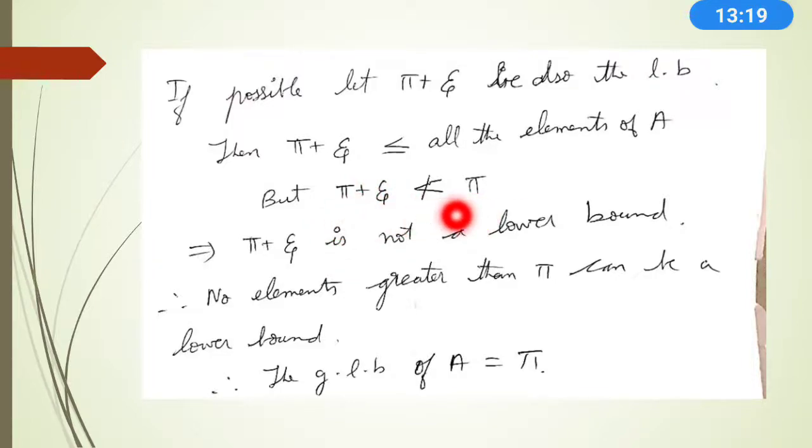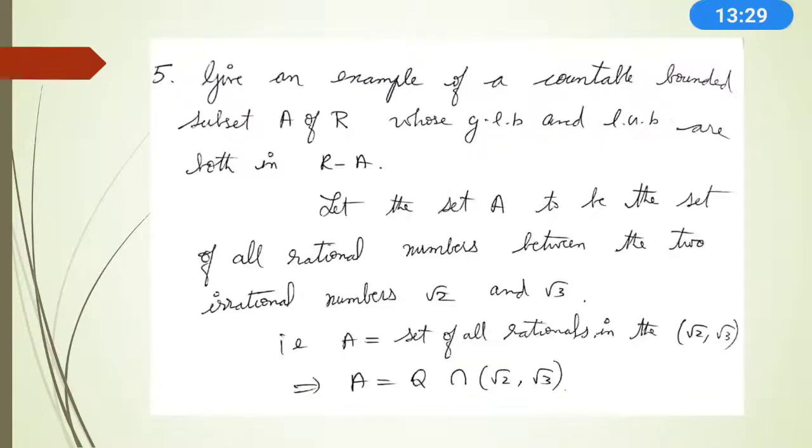Therefore, this is not possible. Therefore, pi is the only lower bound. Therefore, pi is the greatest of all the lower bounds. So, the greatest lower bound of A will be pi.